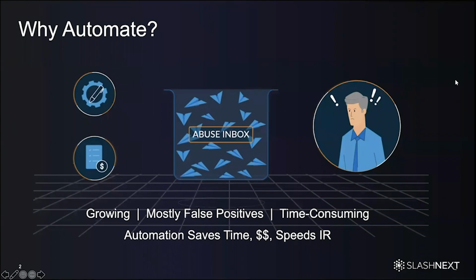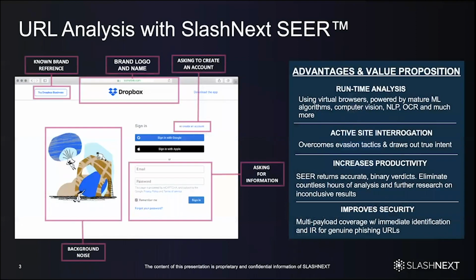So automation will really save an organization a lot of time. It will significantly reduce their operational costs, and it will speed up the ability to close incidents very quickly. Now, I will take you through what SlashNext actually does with URL analysis.